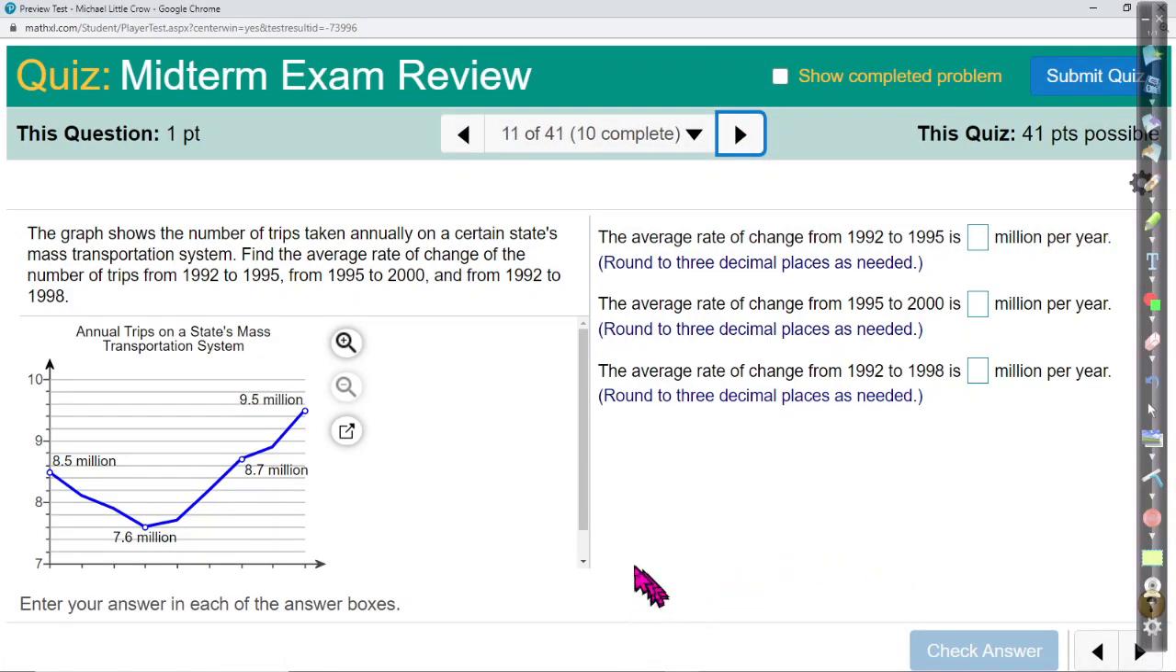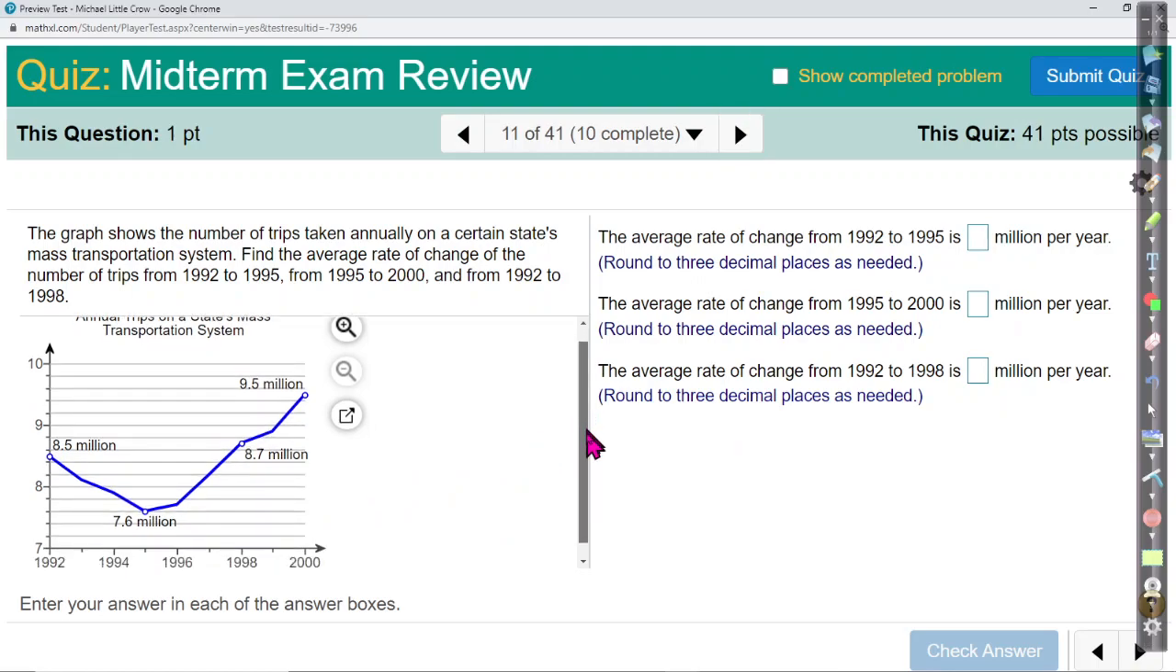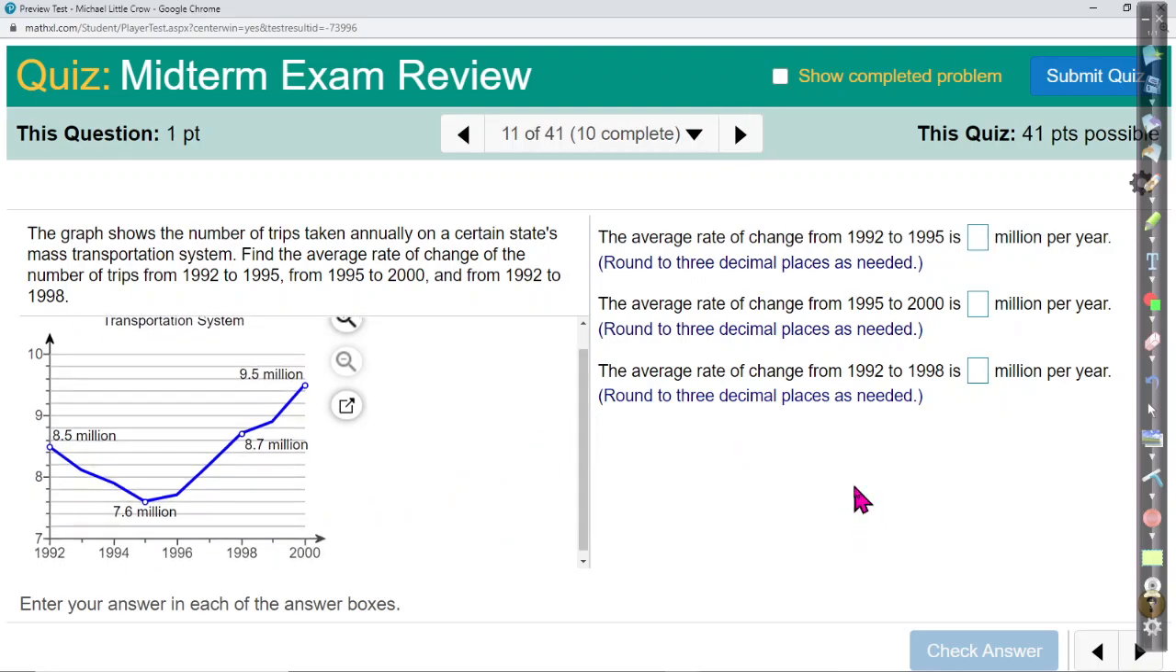Here we go, we've got a graph. It's showing trips taken annually. We've got some open circles here. The average rate of change from 92 to 95. Okay, here we go. Round to 3 decimal places is needed. So this is getting us our average. This is really just slope, right?